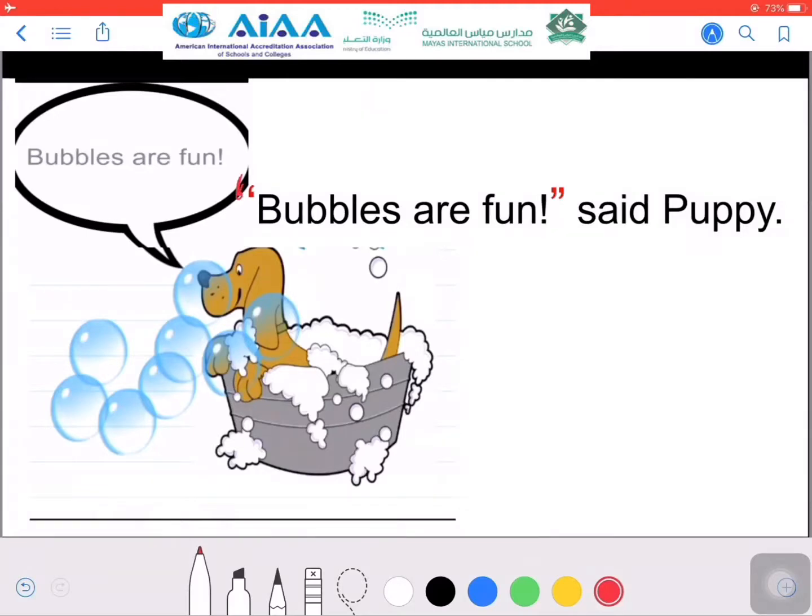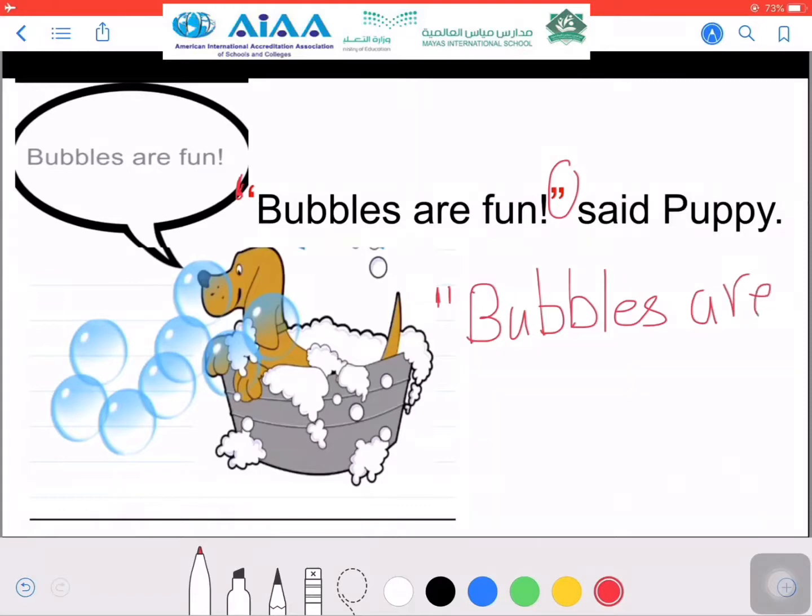Okay? So it's written like this, like on typing, but you can write it as this. Let me show you. Like this. 2, like 2 slashes or 2 dashes. Okay? Then you will write here: Bubbles are fun. Then you close the quotation with another quotation mark, okay?